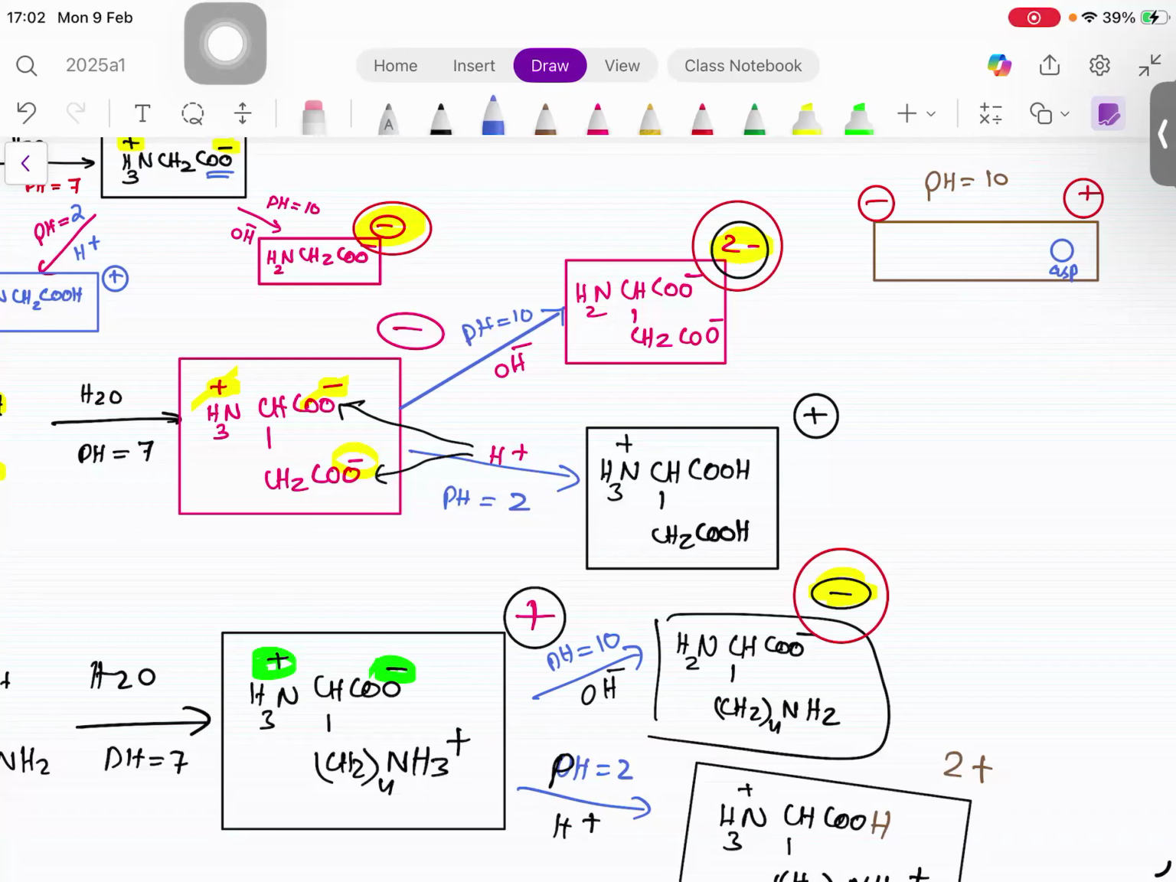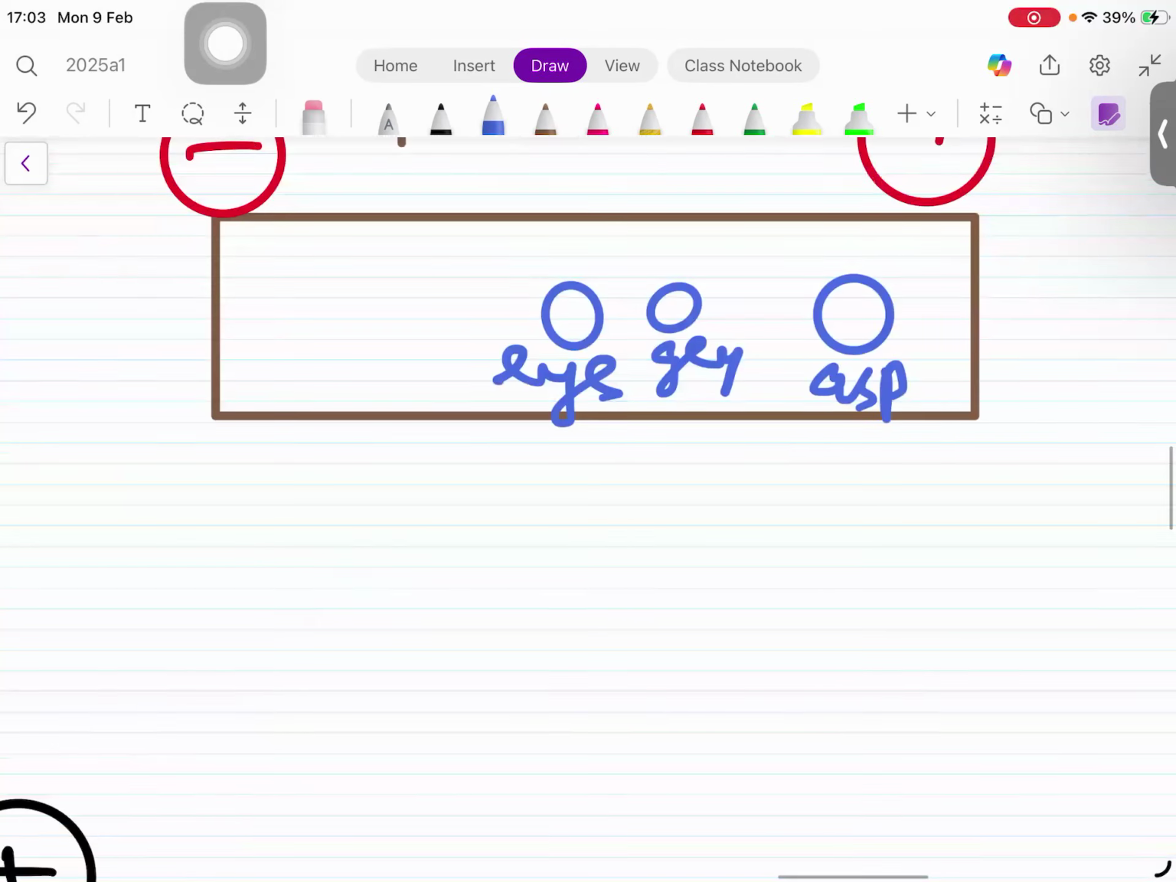Who will be behind? Both of them are negative, this one and this one. Then we take the MR, then the mass. The higher the mass, the lower the speed. So who will be next? Then it will be glycine. And the last will be what? Lysine. Why? Because this is 2 negative, this is 1 negative and this is 1 negative. But lysine is bigger in mass. Its R group is bigger. So hence it's behind this.